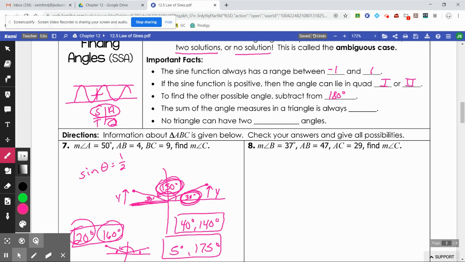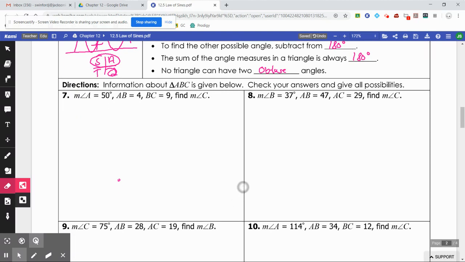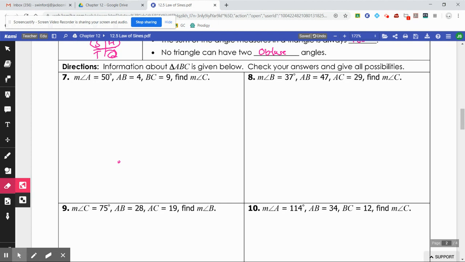The sum of the angle measures in a triangle is always 180. That might be something else that we have to use for this. No triangle can have two obtuse angles. So remember that also as we're working through these problems. So let's work through one of these and show you why these are slightly different.